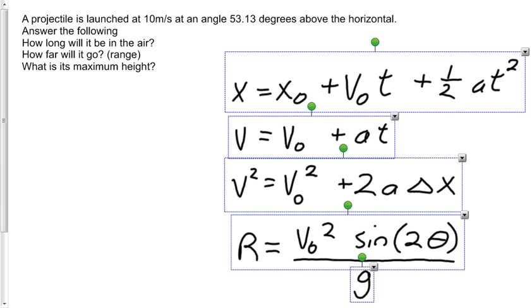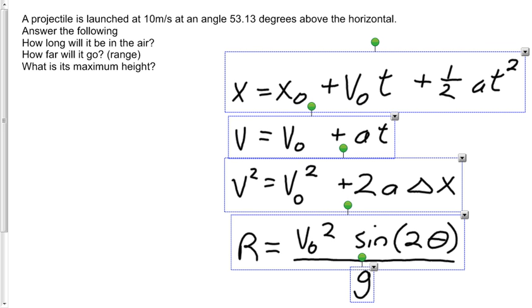All right, so we're going to be solving a projectile motion problem. The problem is where a projectile is launched at 10 meters per second at an angle of 53.13 degrees above the horizontal. We want to find the following three things. How long will it be in the air? How far will it go? And what is its maximum height?